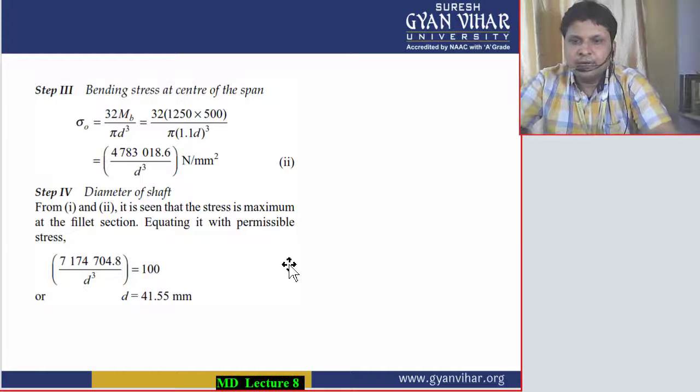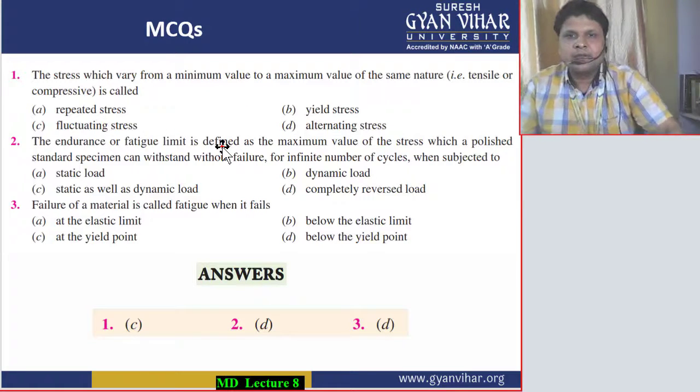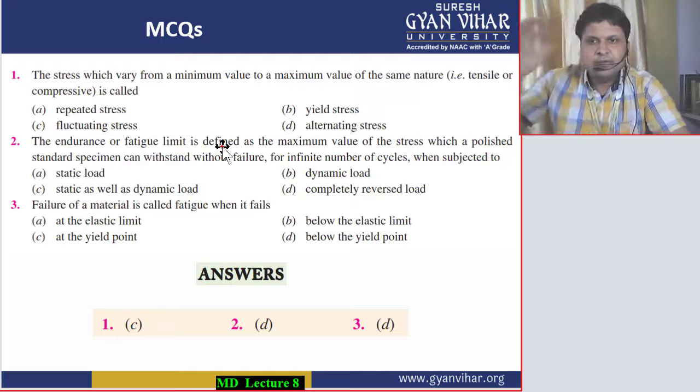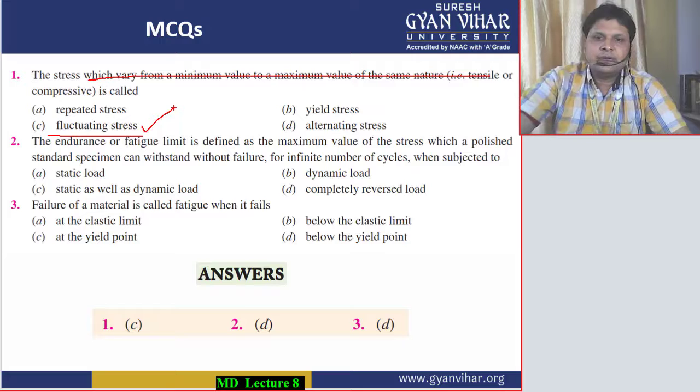Now coming to the multiple choice questions. First multiple choice question: the stress which varies from a minimum value to a maximum value of the same nature. We all know the stress which varies from time to time is known as what? It is known as fluctuating stress. So option C is the correct answer in the first MCQ.